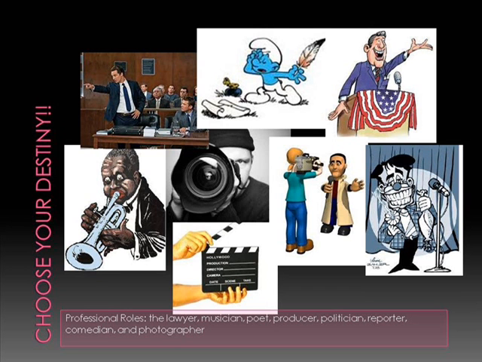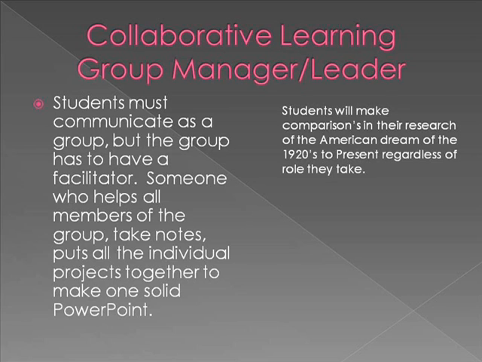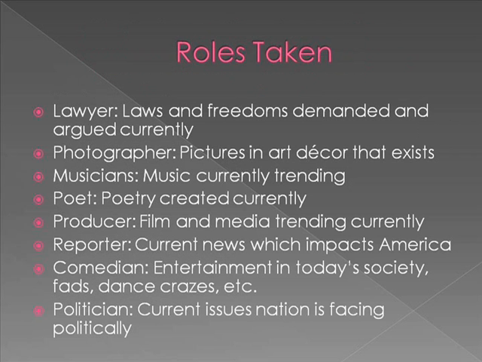And those choices will be a professional role such as a lawyer, a musician, a poet, producer, politician, reporter, comedian, and or photographer. Now, collaborative learning must have a group manager or leader. Students have to communicate as a group, but the group has to have a facilitator, and this is someone who helps the members of the group. They take notes, they put the individual projects together, and they make one solid project in the PowerPoint. And students will make comparisons in their research of the American Dream versus the 1920s American Dream, regardless of what role that they assume.